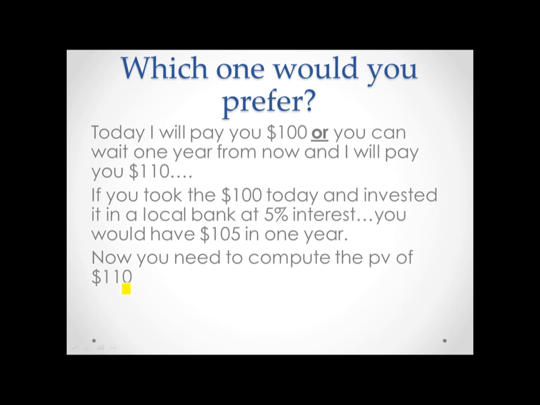Now you need to compute what the present value of that $110 would be. So how you do that is you take the $110 and you divide by the interest rate. Interest rate is 5%. That will give you today's value of $104.76. So it would benefit you to take that $100 and invest it at a bank that's giving you 5% interest rate.